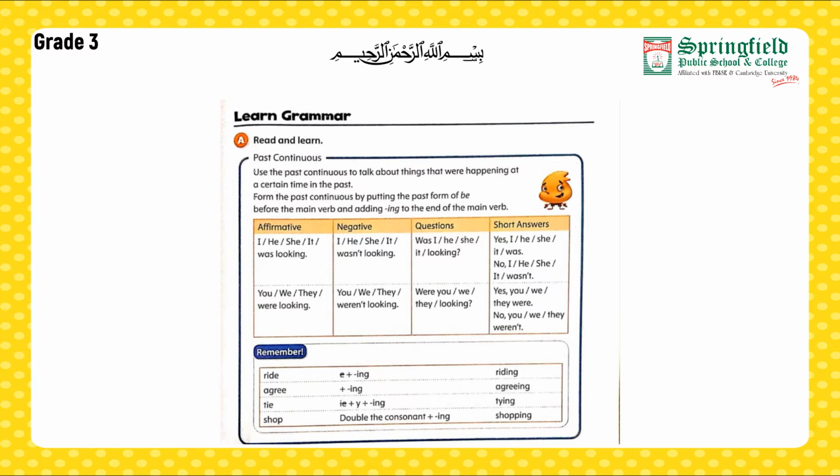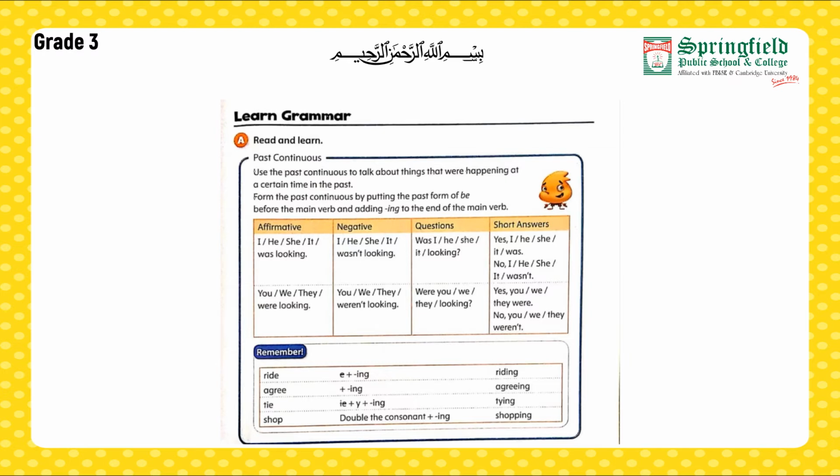First of all, we are going to read about affirmative. We have to use was with I, he, she, it. Like, I was looking. Negative, similarly, was is used with I, he, she, it. I wasn't looking. Then for question, similarly we are going to use was with I, he, she and it. Was I looking? Short answers. Similarly you have to use I, he, she, it with was. Like, yes, I was.